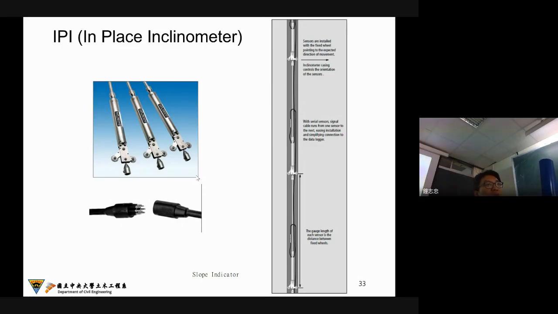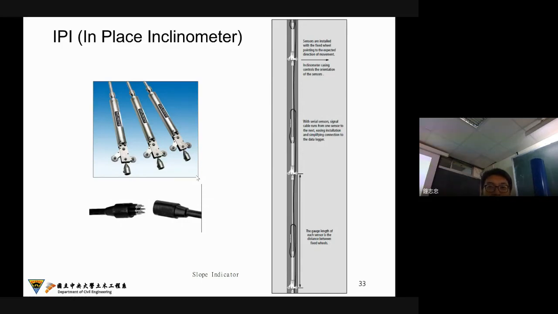Also, there is a very convenient tool. You can connect it to your cell phone, and it will continuously take the inclination data. However, you still need one day for the operation. And this is the IPI, in-place inclinometer. This is the automation one.